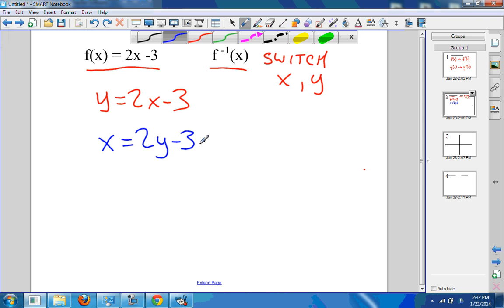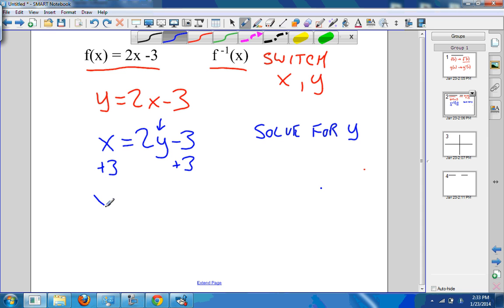And then what I'm going to do is solve for y again. Right now it's solved for x, because I switched them. Before it was solved for y. So now I'm going to solve for y again, and when I get that value, that'll be my inverse. To solve for y, I need to get rid of this 2 and this minus 3. The first one I'm going to get rid of is the minus 3, so let's add 3 to both sides.